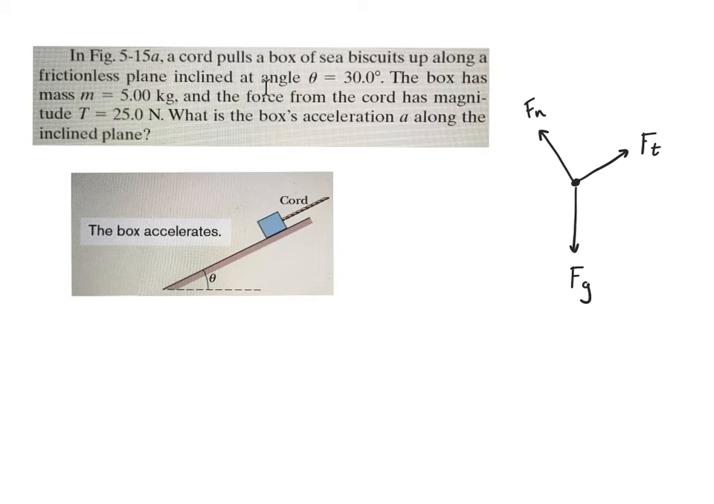I start by tilting my axes. So let's go ahead and call this the Y direction. And let's go ahead and call this the X direction. And traditionally, down the ramp is considered the positive X direction. So not only are you tilting your axis, but you're kind of flipping your X-axis. So again, for the X direction, we're going to consider down the ramp to be positive in the X direction and up the ramp to be negative in the X direction.